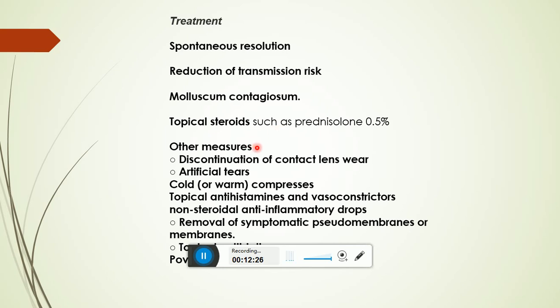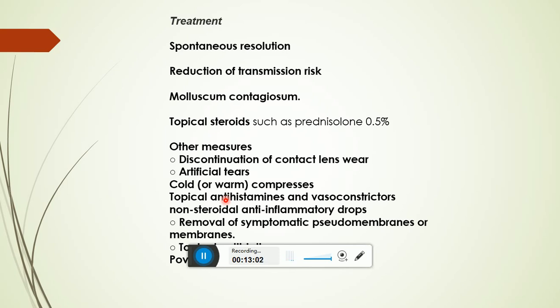Other important measures: discontinuation of contact lens wear until resolution of the symptoms. Artificial tears 4 times daily may be useful for symptomatic relief. Preservative-free preparations may give superior comfort, and if supplied in single dose units may reduce transmission risk. Next are cold or warm compresses for symptomatic relief. Topical antihistamines and vasoconstrictors may improve symptoms, particularly itching.